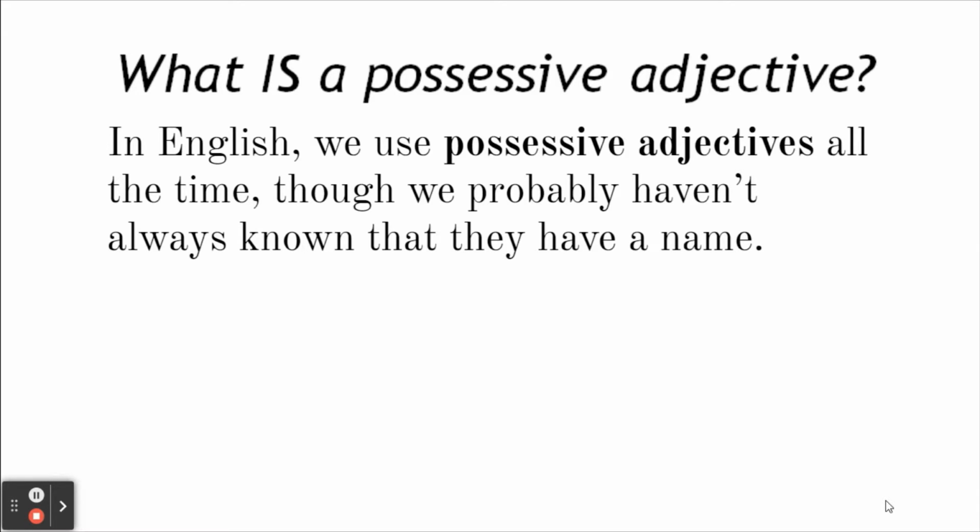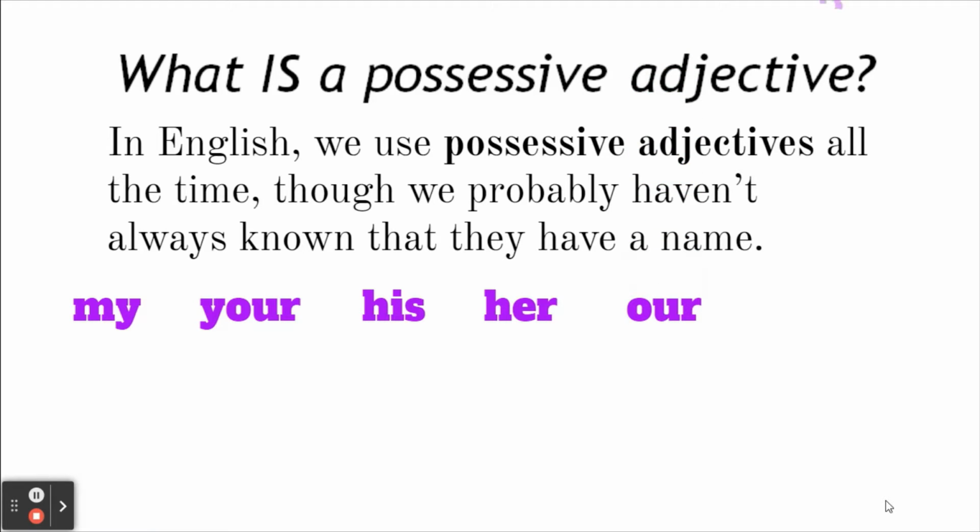Here is the list of the possessive adjectives in English: my, your, his, her, its, our, their. Yes, I skipped its at first, but we will look at it in a little more detail in a little while, so it's okay.